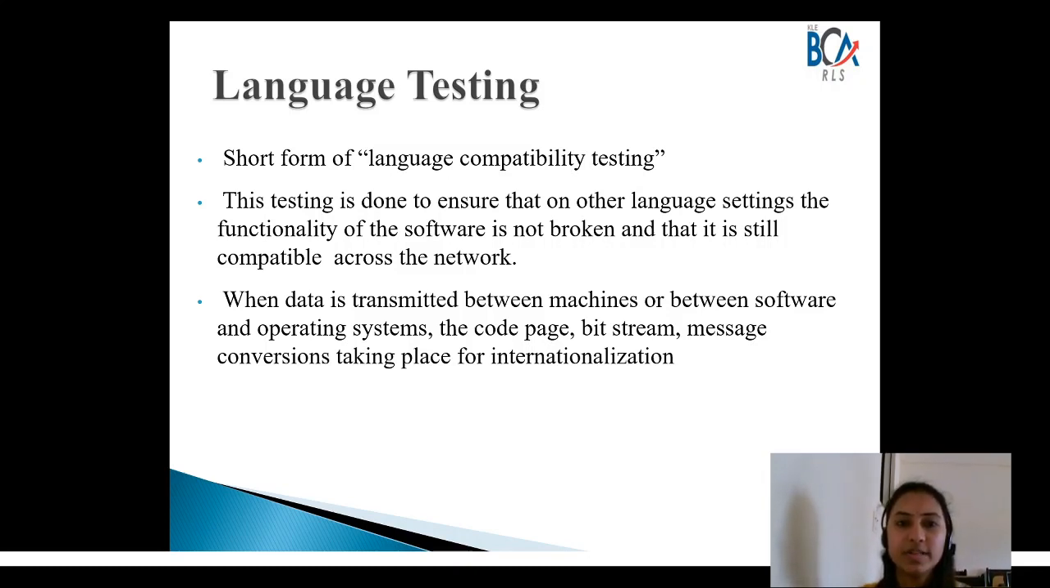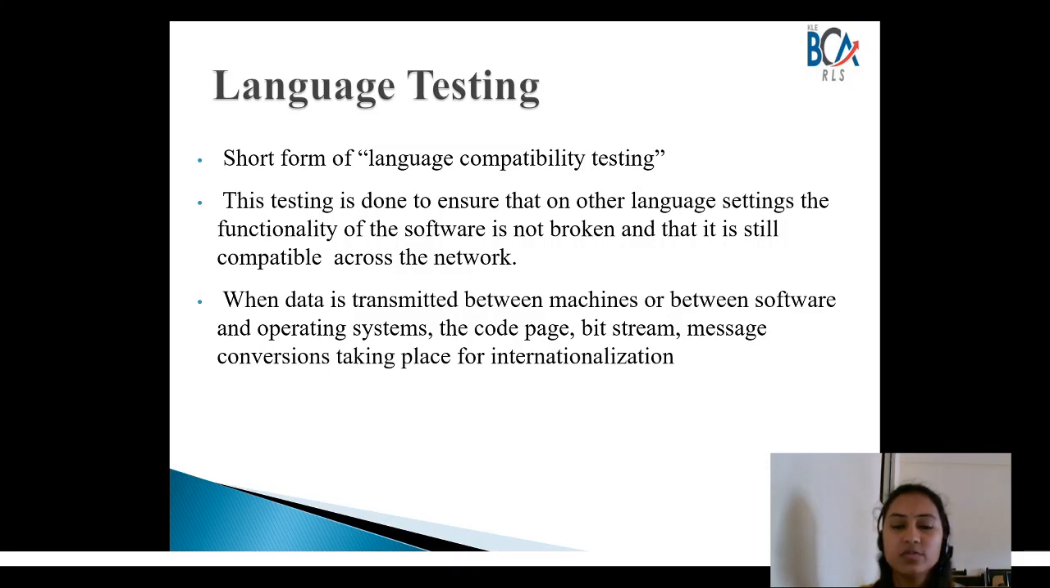So today's session we will see what is language testing and also what is localization testing. Language testing is actually a short form of language compatibility testing. This ensures that the software created in English can work with the platform's different environments that are English and non-English. For example, if a software application is developed for Microsoft Windows, then the software has to be tested with the different available languages also.